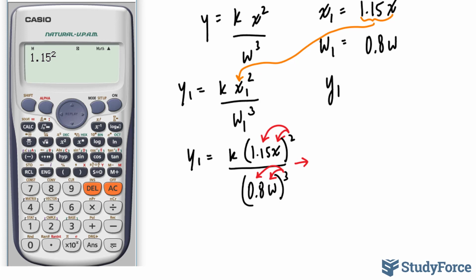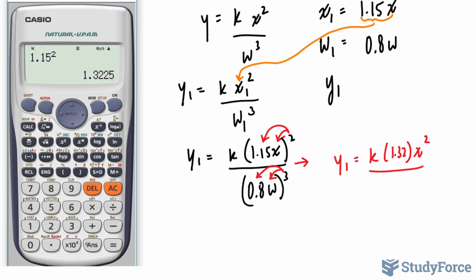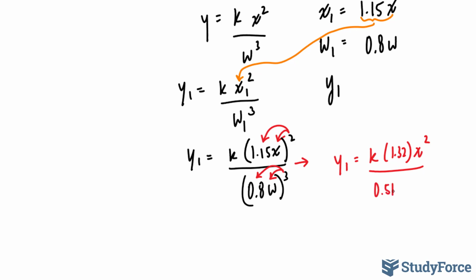1.15 to the power of 2, and that's equal to roughly 1.32. So y subscript 1 is k times 1.32 x to the power of 2, which is x squared, over 0.8 to the power of 3. That gives us 0.512, 0.512 w to the power of 3. I'm going to rearrange this part so that 1.32 is at the front.